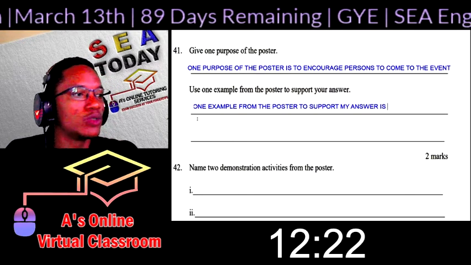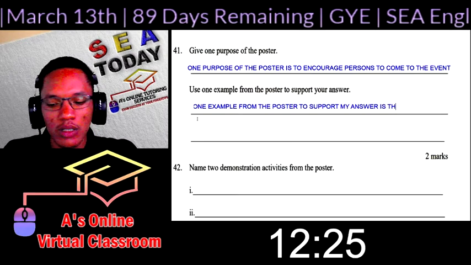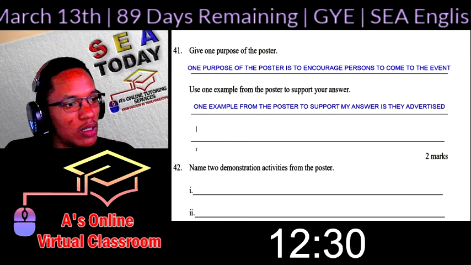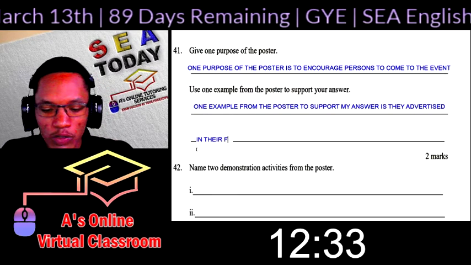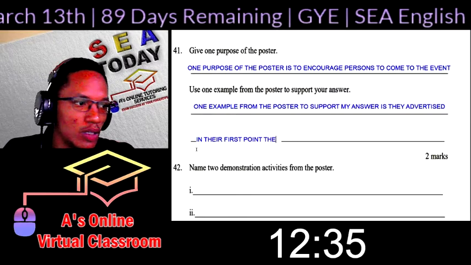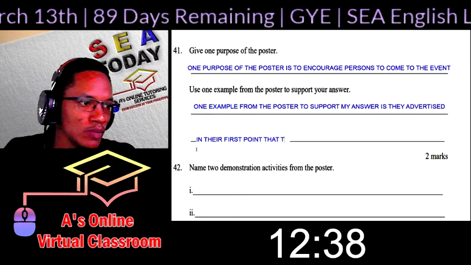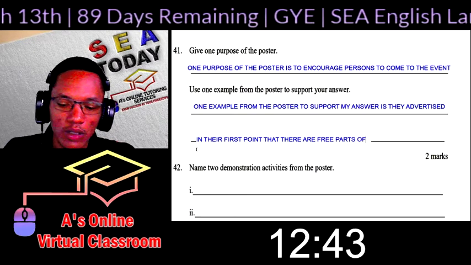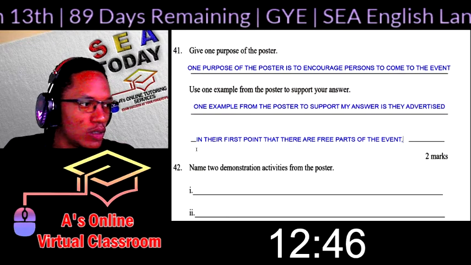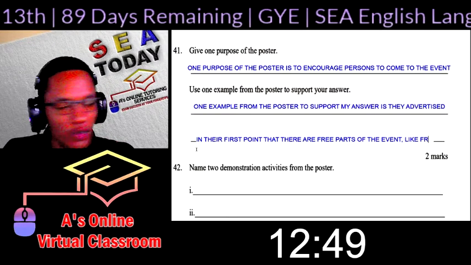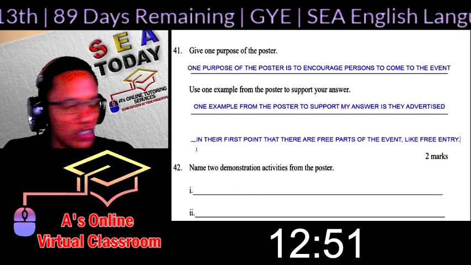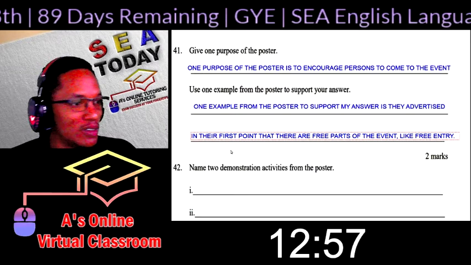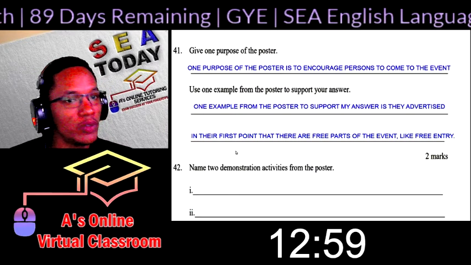One example from the poster to support my answer is they advertise in their first point that there are free parts of the event, like free entry. So just giving one example in the answer out of the list of the many free things that they're offering. All right, so that's our example.